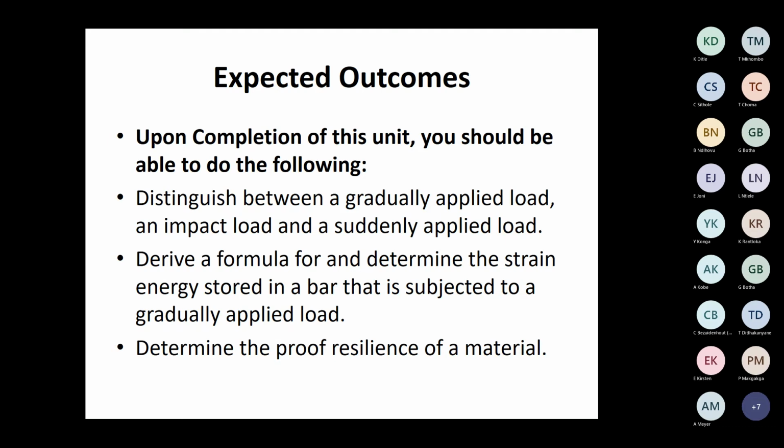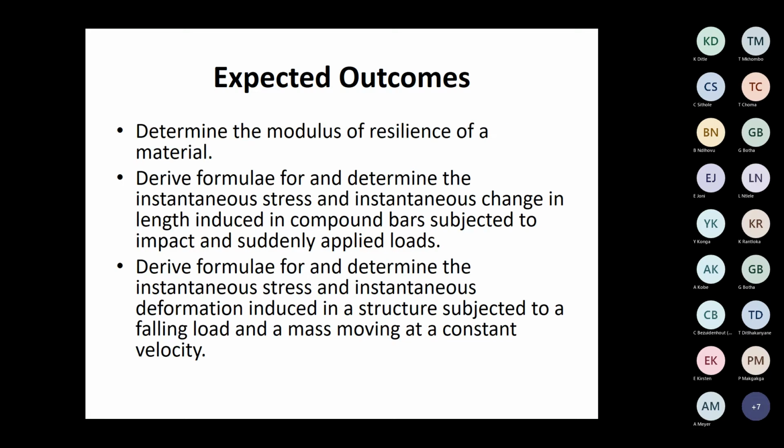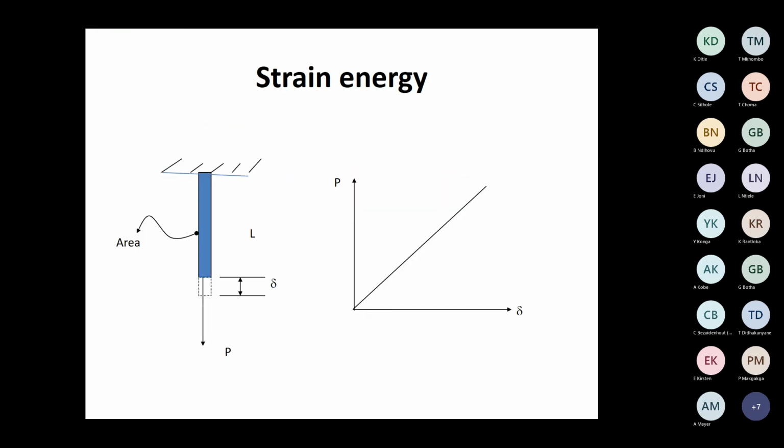We will now look into the difference between gradually applied, impact load, and suddenly applied loads. We will come now to the formulas and things, and I will show you how to get the formulas, and then also the modulus of resilience of materials. The thing is to derive the formula. You will see that sometimes there is more than one formula, but I will explain the difference between the two formulas as well. That is what you have already done, hopefully at school.